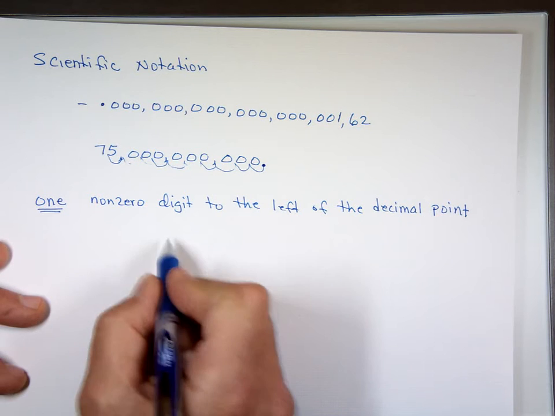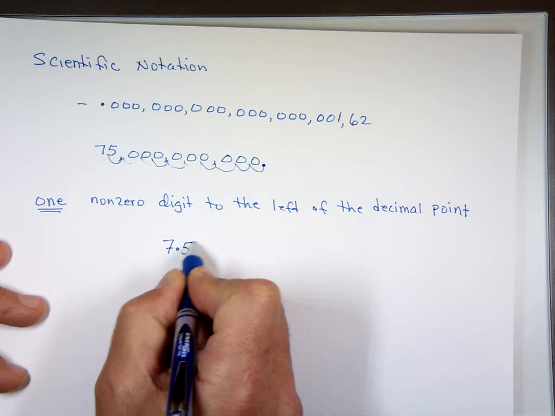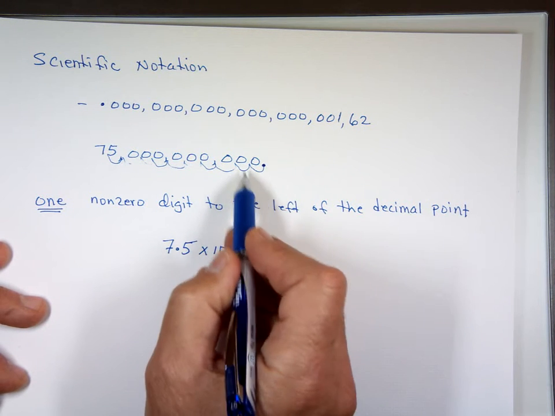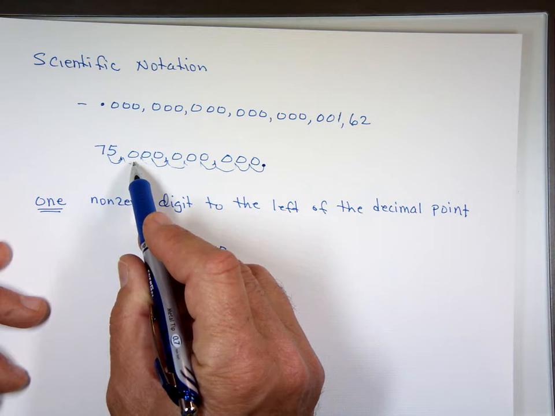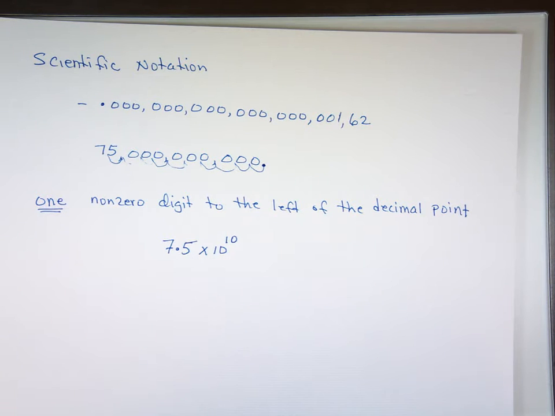So that number can be written as what? 7.5 times 10 to the power. How many times we moved it? 3, 6, 9, 10. So you can write that number 7.5 times 10 to the power of 10.